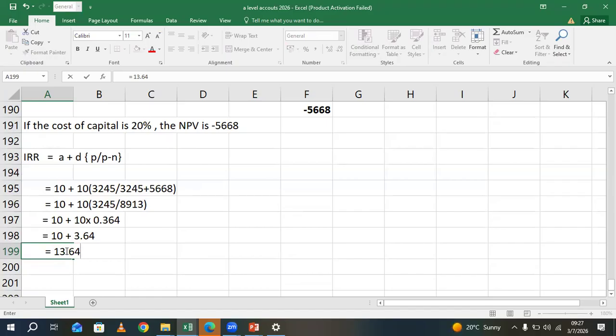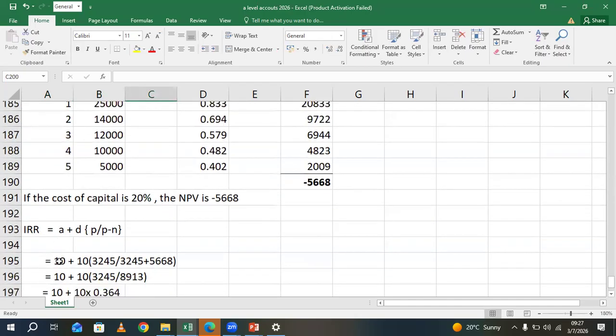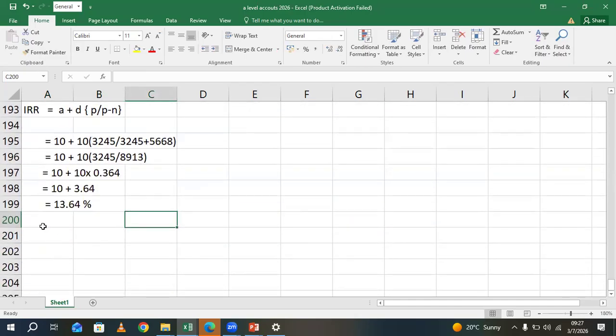So 13.64%, that's our internal rate of return. It means if you calculate your net present value using 13.64, you get a net present value of 0. So at IRR, your net present value is 0.